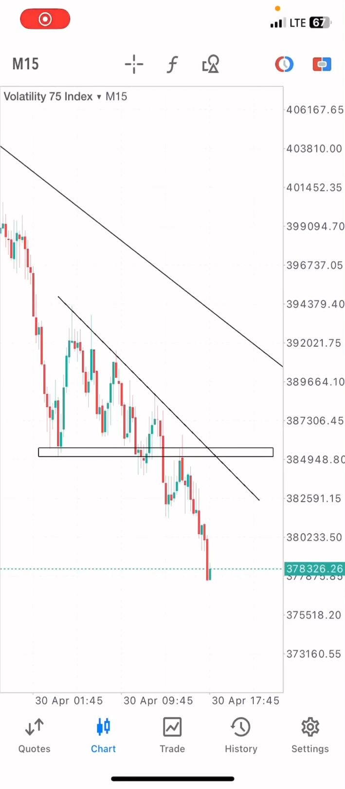There are things you should know or take note of before trading the synthetic indices market, or if you're a beginner in the synthetic indices market, or if you're trading the synthetic indices market. There are things you should know before trading this market.